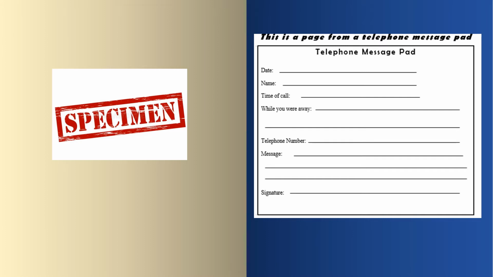Looking at this page, we can see that it is a telephone message pad, or an extract, a leaf, a sheet from a telephone message pad. This specimen shows that the information recorded is the date, name, time of call, information under "while you were away," the telephone number, message, and signature. The telephone message pad or form will vary depending on the type of organization that the receptionist is working at.